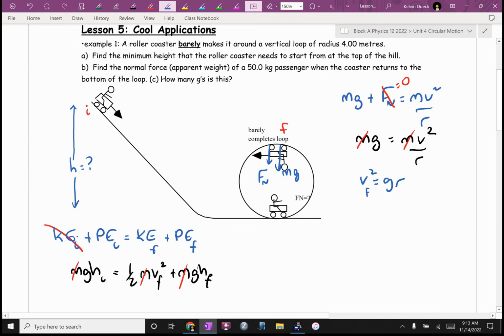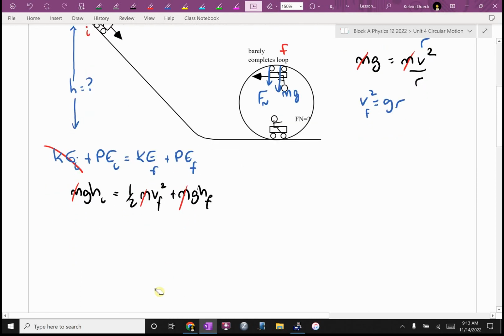So what I can do is replace it right here. Underneath, we'll drop down a line. We'll get gh initial equals, there's a half, a 0.5. But instead of v squared, I'm just going to write gr. Because if v is the square root of gr, then v squared is just gr. Plus, and I'm going to write the g. And I'm going to pause again. Not going to write h final.